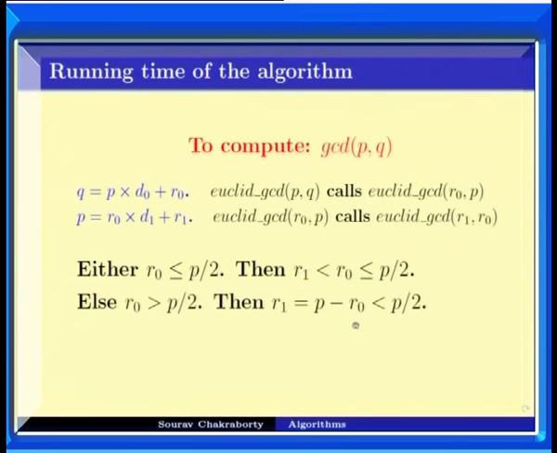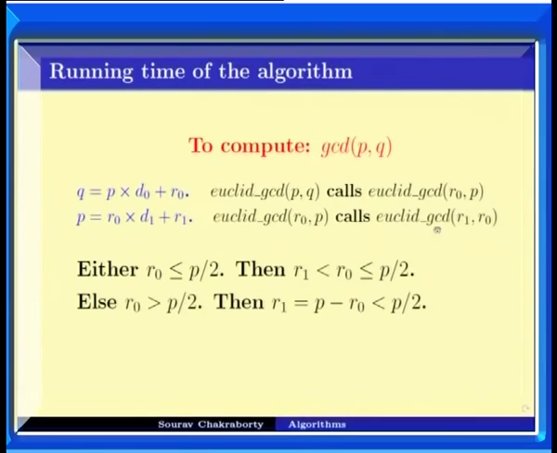In other words, R1 would be equal to P minus R0. And now since R0 is strictly greater than P by 2, P minus R0 will be strictly less than P by 2. Thus, in the first case we have R0 less than or equal to P by 2 and R1 less than P by 2; in the second case we have R1 strictly less than P by 2. Thus, in either of the cases R1 is strictly less than P by 2.